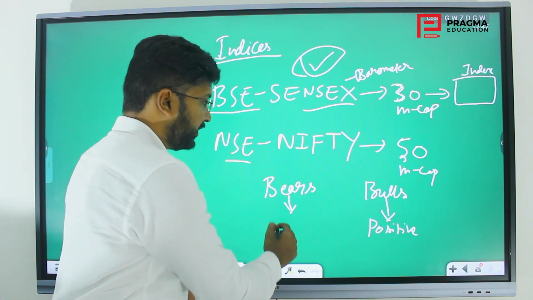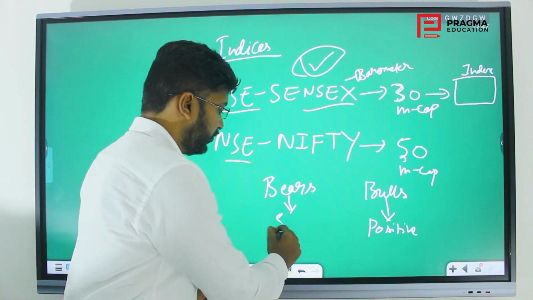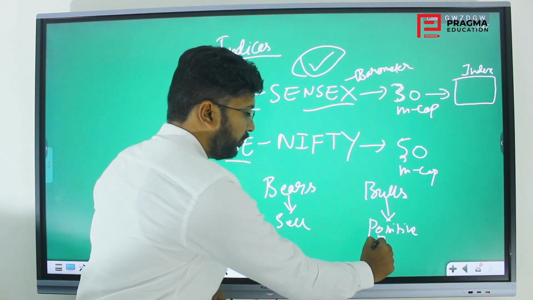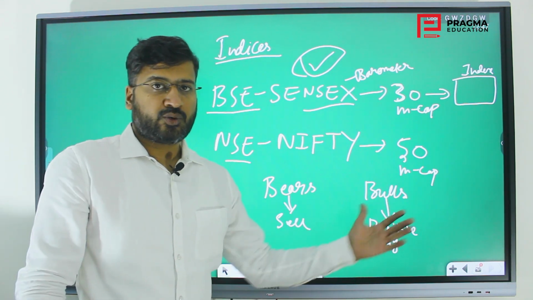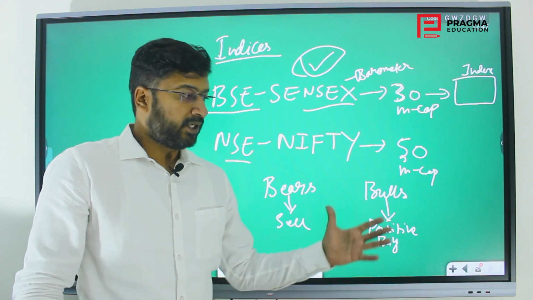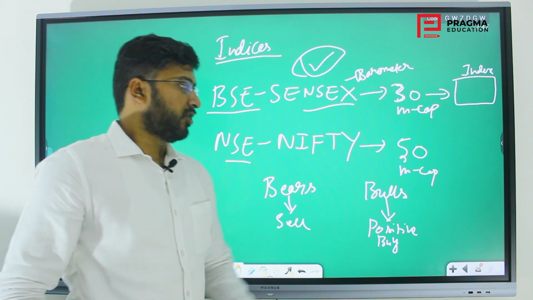Bears are the people who think that markets are not going well. They are not optimistic, and they are ready to sell more. Bulls are ready to buy more. So they are bulls, they are bears. These are two types of people, or public, we can segregate in the securities markets, in stock exchanges.